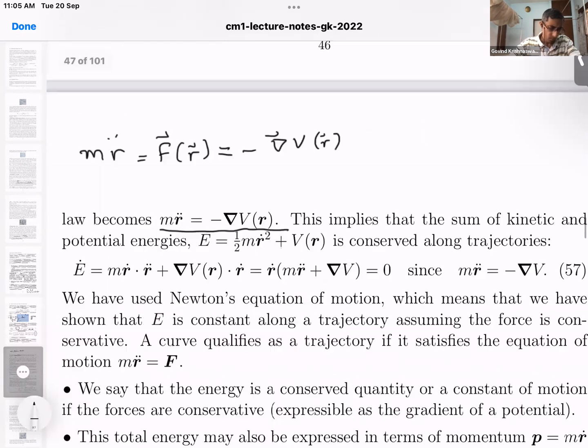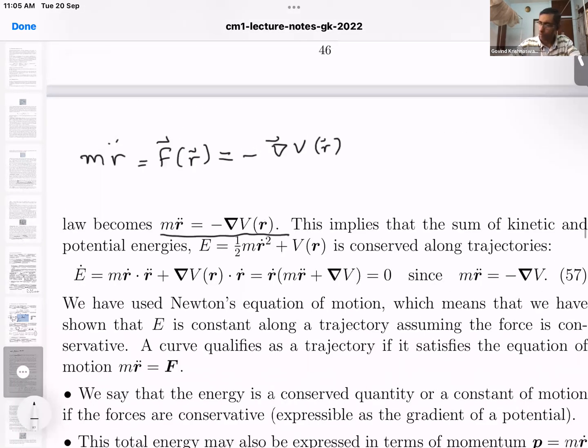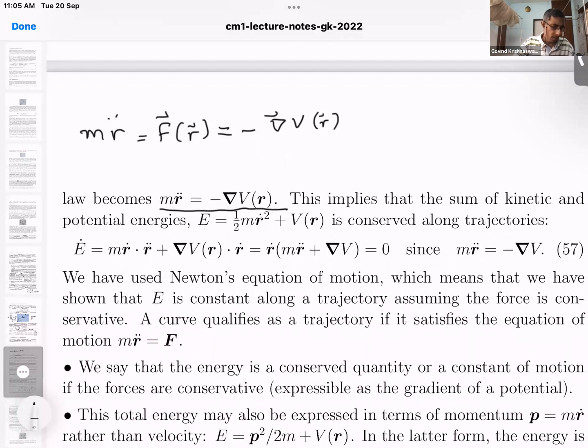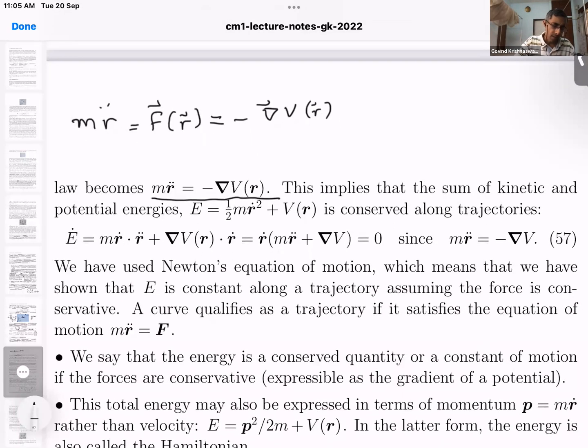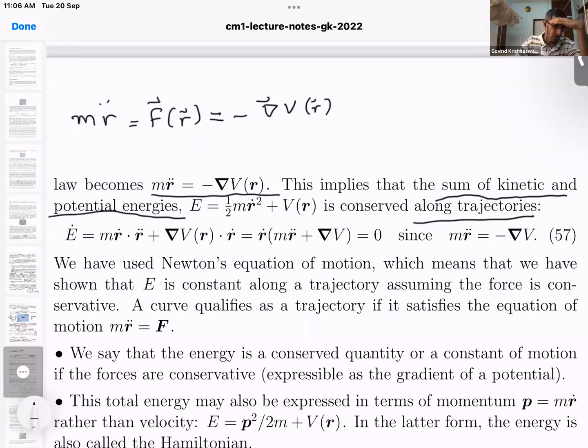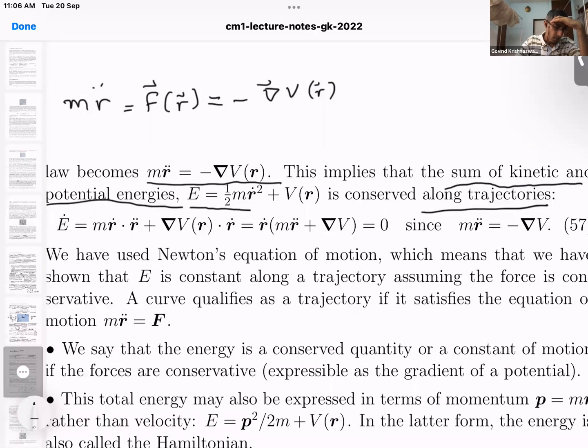Now we were going to talk about energy. So we've rewritten Newton's second law in this manner. Now we will see that this form implies that a sum of a certain kinetic and potential energy is conserved along trajectories. So let me explain. First of all, I am going to introduce a concept, energy E equal to half m r dot squared plus V of r. r dot is simply the velocity, so this is half m v squared if you like. But there are too many v's here, v for velocity, V for potential.